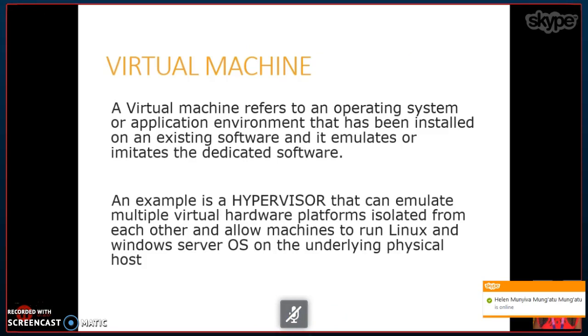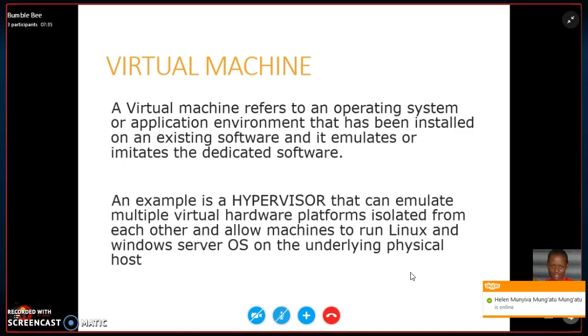So, on to virtual machine. I'll start by defining it. So it's basically an operating system or application environment that has been installed on an existing software, and it imitates the dedicated software. An example is a hypervisor, which emulates multiple virtual hardware platforms isolated from each other and allows machines to run Linux and Windows Server OS on the underlying physical hosts.